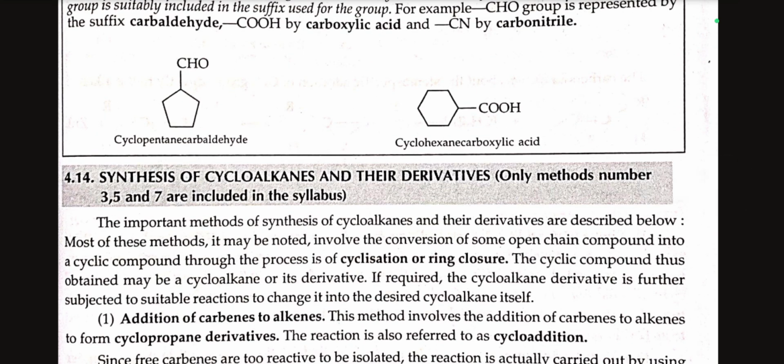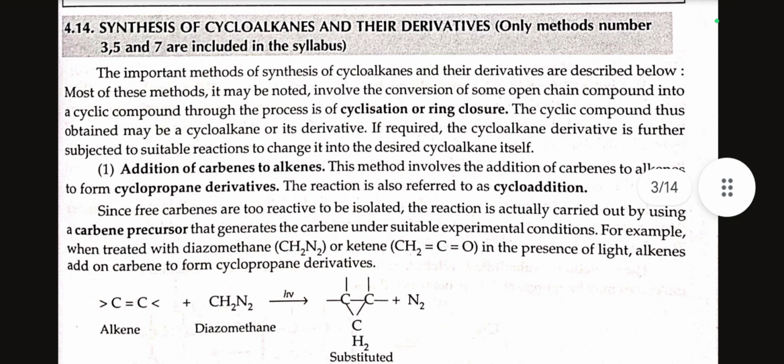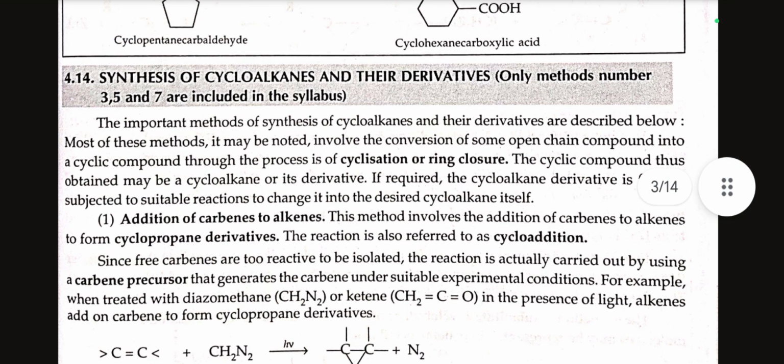Synthesis of cycloalkanes and their derivatives. Only methods number 3, 5 and 7 are included in the syllabus. The important methods of synthesis of cycloalkanes and their derivatives are described below. Most of these methods, it may be noted, involve the conversion of some open chain compound into a cyclic compound through the process of cyclization or ring closure. The cyclic compound thus obtained may be a cycloalkane or its derivative. If required, the cycloalkane derivative is further subjected to suitable reactions to change it into the desired cycloalkane itself.